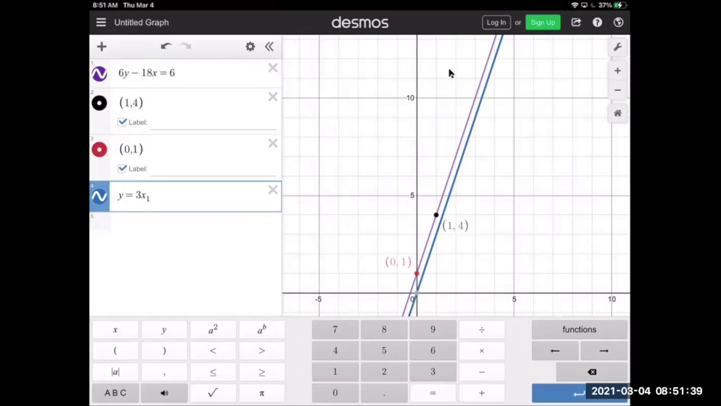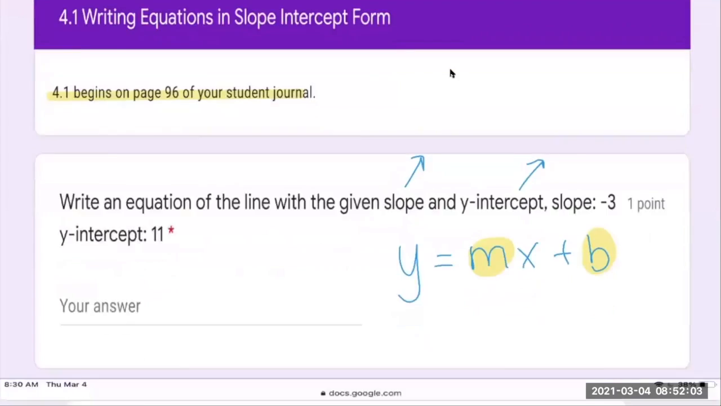Oops. Hitting all the wrong buttons. Plus, there we go, 1. And we can see it put the line directly on top of the other line, which means I got it correct. So there you have it.